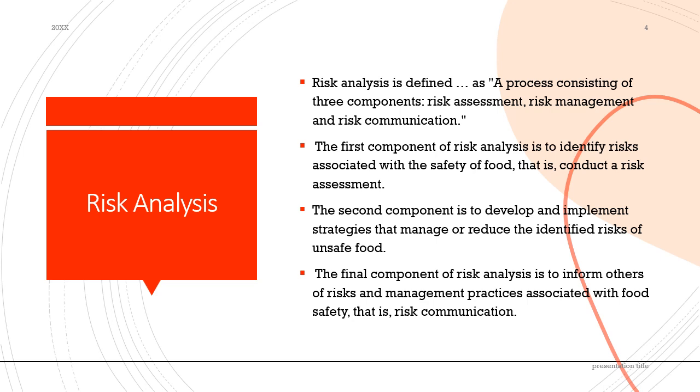The first component of risk analysis is to identify the risk associated with the safety of food, that is, to conduct a risk assessment. The second component is to develop and implement strategies that manage or reduce the identified risk of unsafe food. And the final component of risk analysis is to inform the public of the risk and management practice associated with food safety, that is, risk communication.